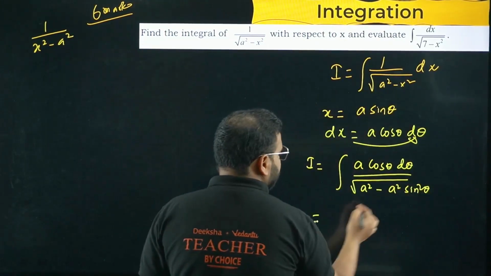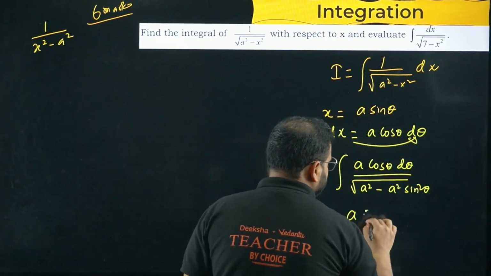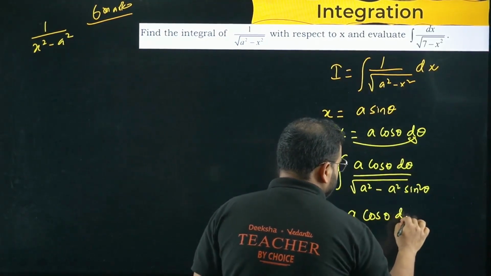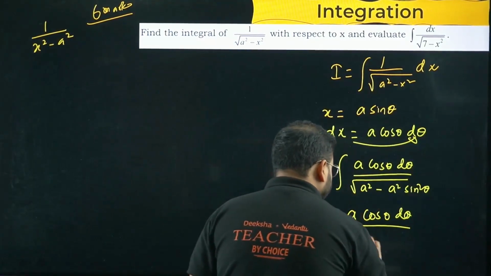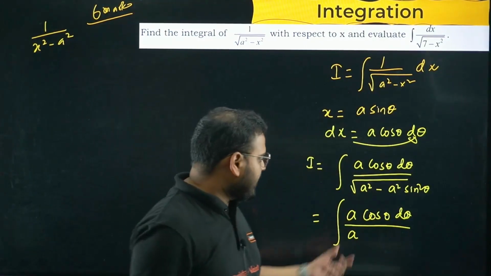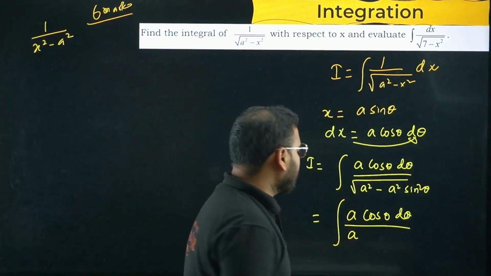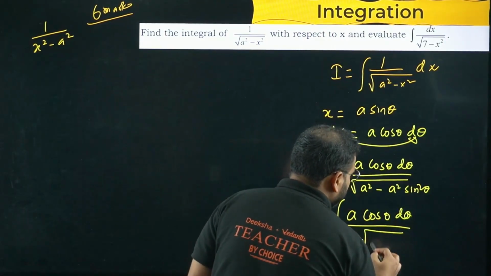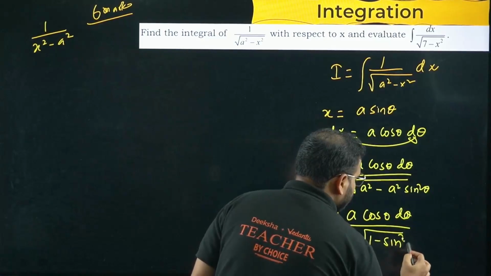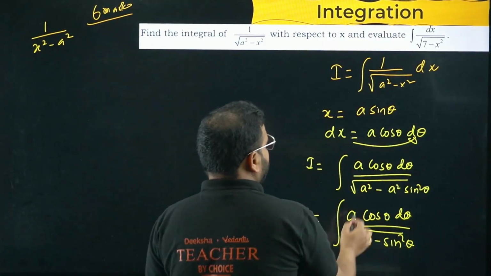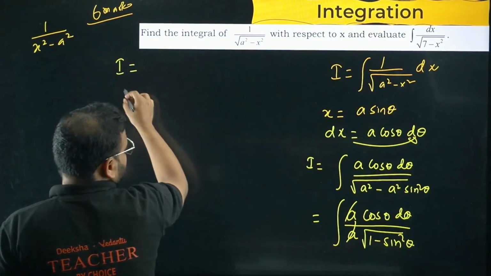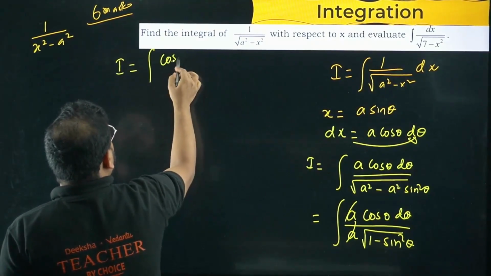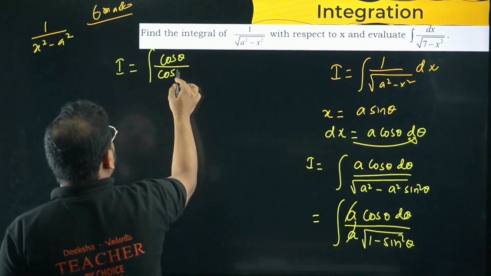Okay, now I can take a square common. Do not worry. I take a square common outside the root. It will become simply a, and what I'm left with is 1 minus sine square theta. Okay, a and a cancel. What I have now is I equals the integral of cos theta by cos theta d theta.